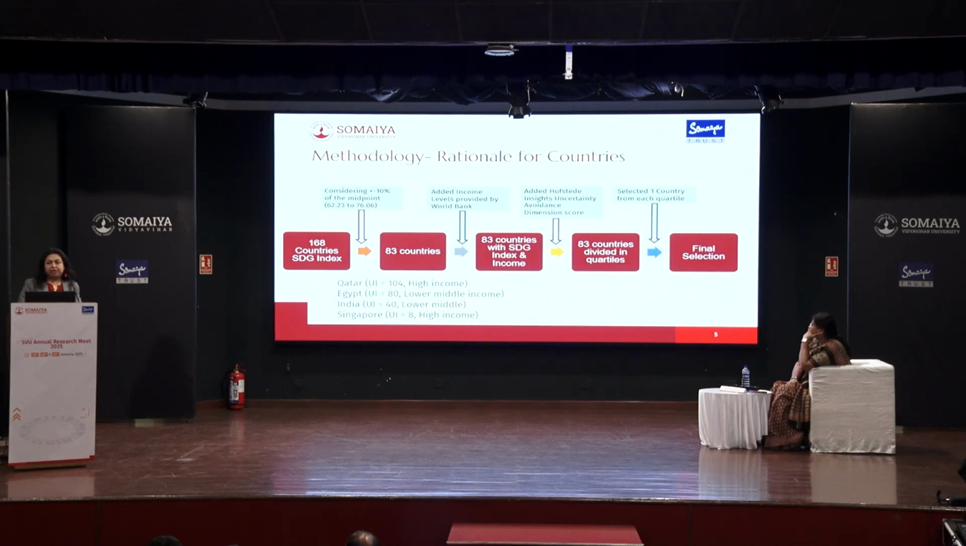The reason why we have selected these countries is because we went through a rigorous process of selection. We looked at the SDG index of the various countries. We also looked at the income levels. We looked at the Hofstede Insights for the Uncertainty Avoidance Dimension score, and then we selected one country from each quartile. We followed this elaborate process to capture as much diversity as possible in terms of difference in cultural orientation as well as sensitivity towards the environment.